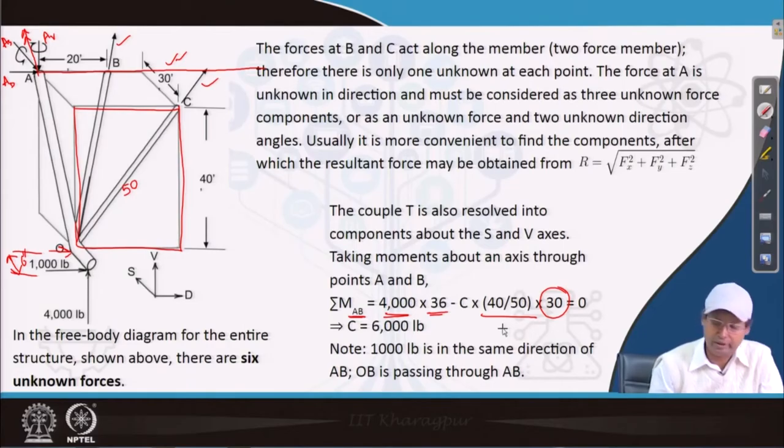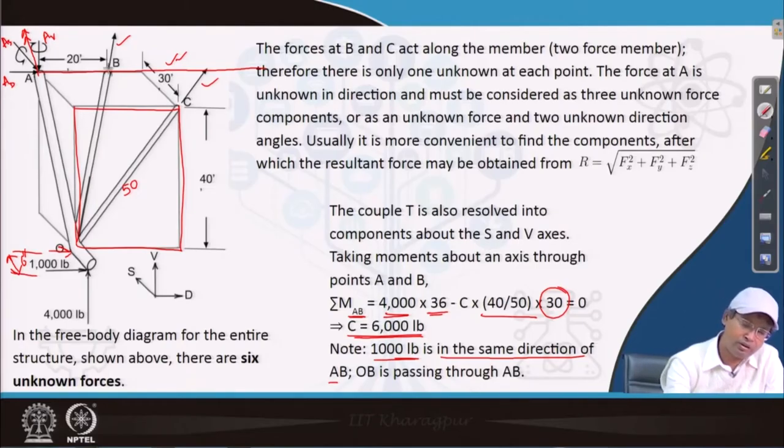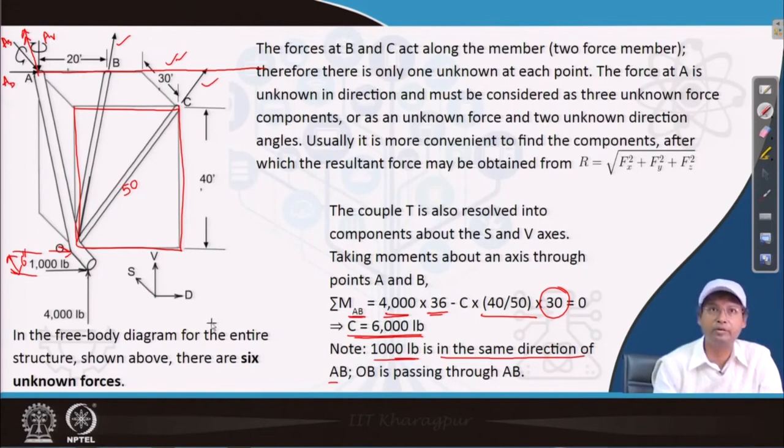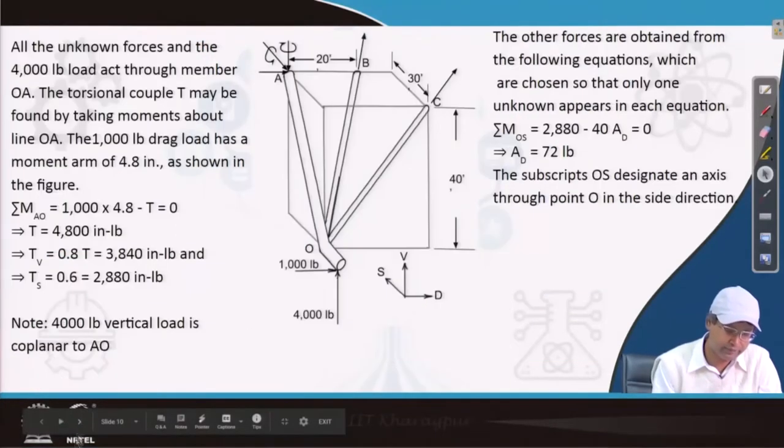Now, it may arise in your mind why 1000 is not considered, that gives us a value, but why 1000 is not considered. The 1000 pound is in the same direction as AB. So, it does not have any component. B is passing through AB. This is the two force member. This is passing through the axis about which we are considering moment. So, it does not have any moment component. That is the reason the 1000 and this AB, B force, is not having any component, and we get the value of C at the end of this exercise. Okay, let us move to the next slide.